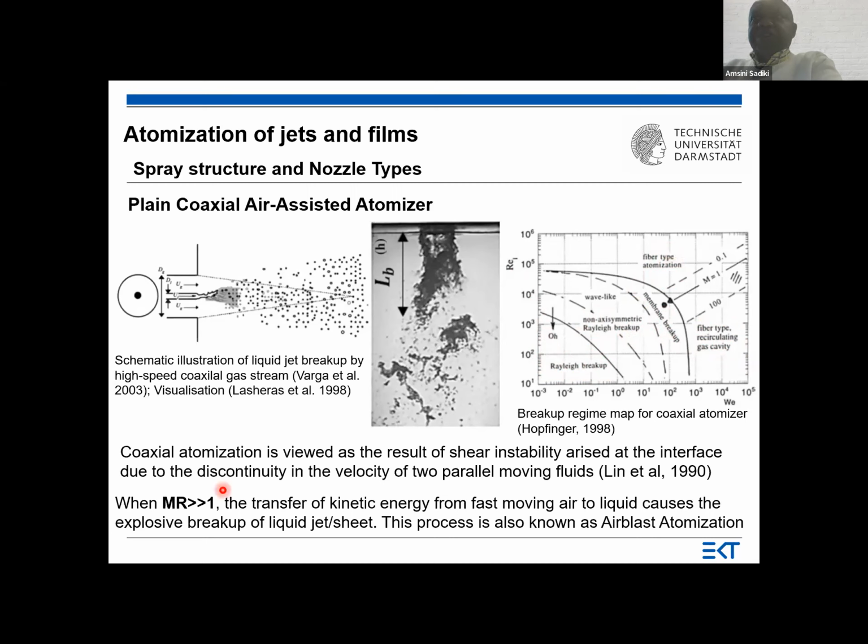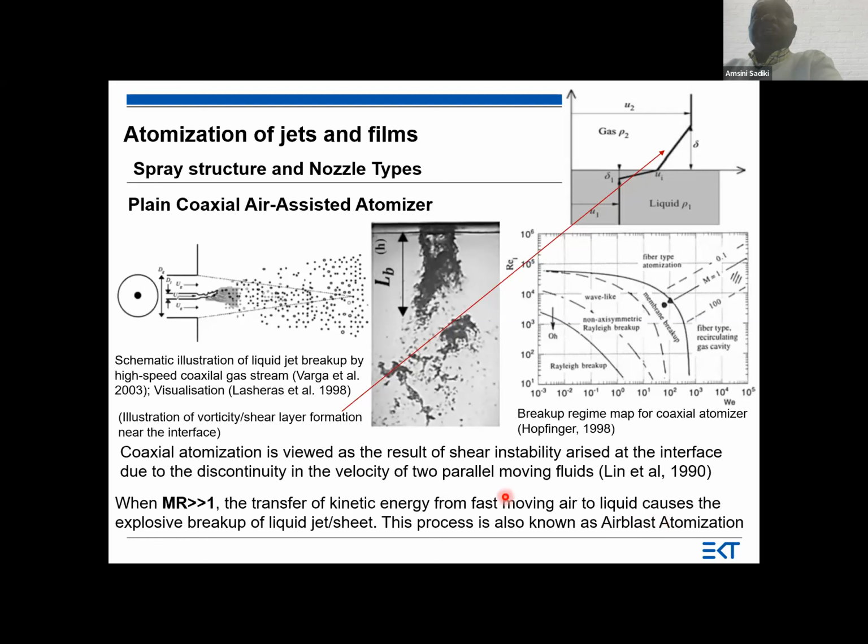So we see also that if this ratio is very high, we have this air-blast atomization. And what we observe here is due to the shear instability caused at the interface due to the discontinuity of the velocity, because we have this shear layer here. The velocity of the gas is very high, the velocity of the liquid is not very high, and we have a discontinuity here, and this discontinuity causes what we observe here.